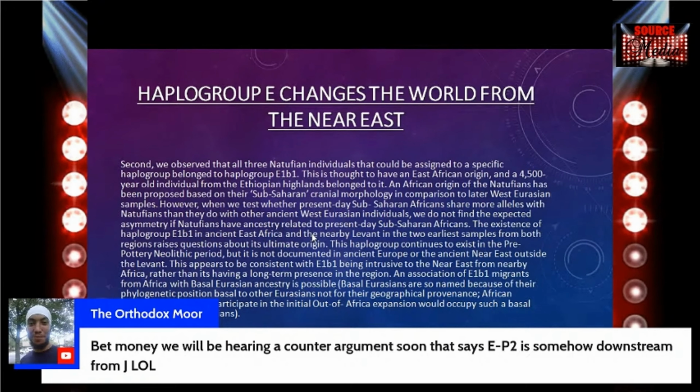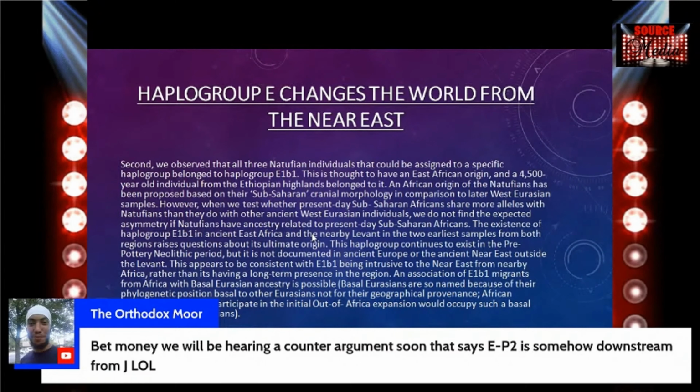Second, we observed that all 3 Natufian individuals that could be assigned to a specific haplogroup belong to haplogroup EP2. So all of them they got belong to EP2. This is thought to have an East African origin, and a 45,000-year-old individual from the Ethiopian highlands belongs to it. An African origin of Natufians has been proposed based on their sub-Saharan cranial morphology in comparison with later West Eurasian samples. It may be because of the Taforalt folks that they have this sub-Saharan African cranium.